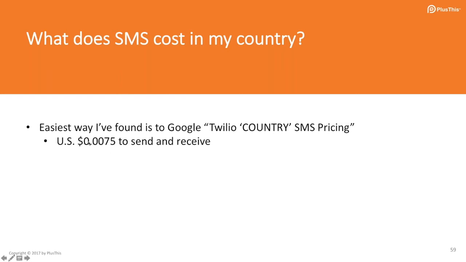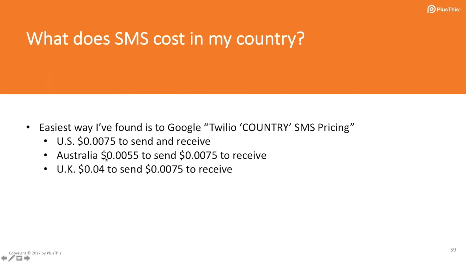And I'll just give you some of the pricing here for the most common ones. The US, you've seen this in multiple slides now. It's less than a penny to send or receive a text. Australia, this is what it costs to send, this is what it costs to receive. Again, it's less than a penny, so that's really cool. The UK is a little bit more expensive, unfortunately, but it's 4 cents to send, and then less than a penny to receive.